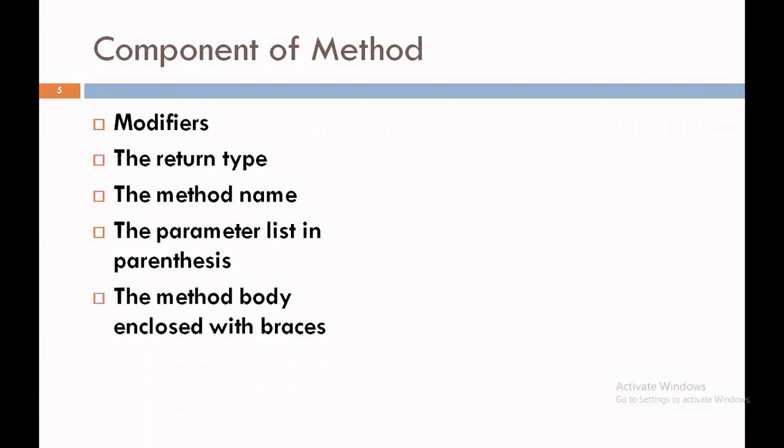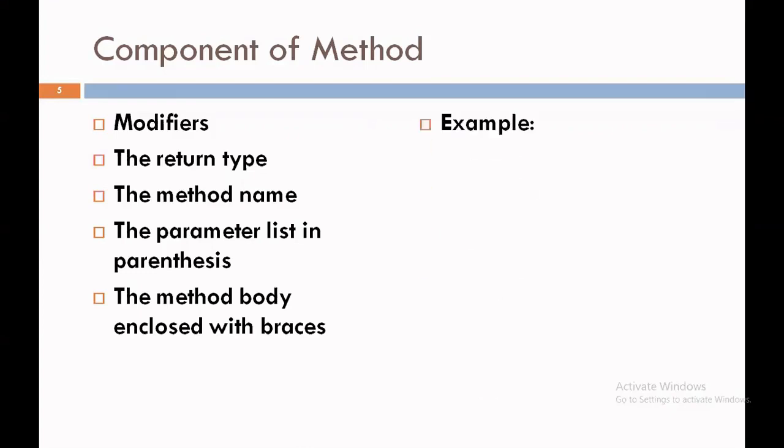The next component of a method is the method body, which is enclosed with braces, the curly opening brace and the curly closing brace. In the body, we need to provide the definition of the operation that has to be performed. The functionality of the method is represented in the body and enclosed in curly braces.